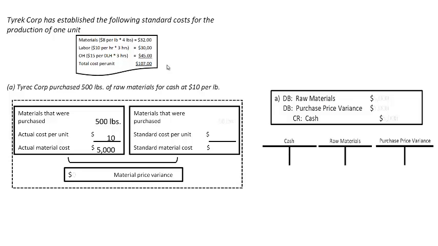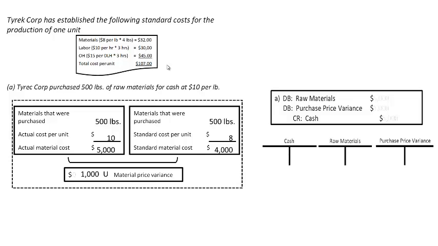Now we compare that to the materials that were purchased at standard cost. In this case, it's 500 pounds of materials that was actually purchased times the standard cost per unit of $8 per pound equals $4,000 in standard material cost. The difference between the actual cost and the standard cost results in a material price variance that is unfavorable.